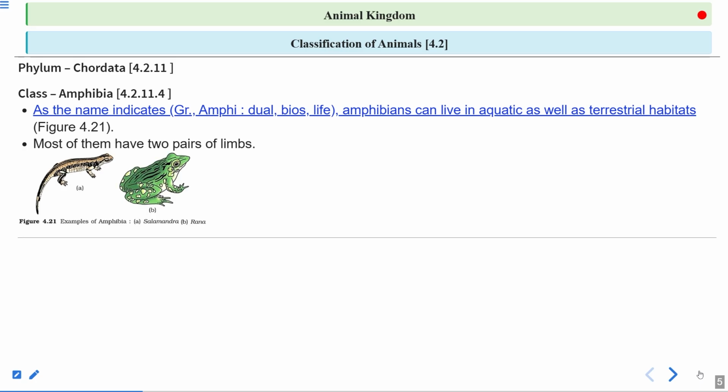So here are two examples you can see. Amphibia examples. The first one is Salamandra. Salamandra. Okay. And the second one is Rana. Rana tigrina is the scientific name of the frog. This is the frog, a common frog, right? So these are the two organisms as examples of the class Amphibia, right?